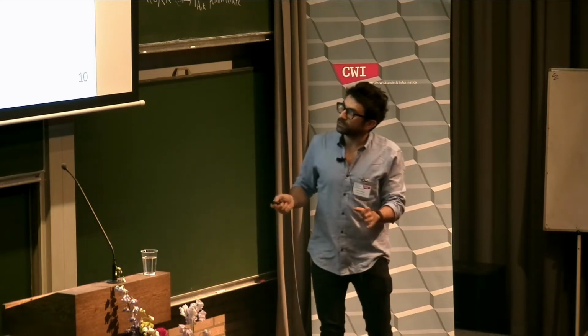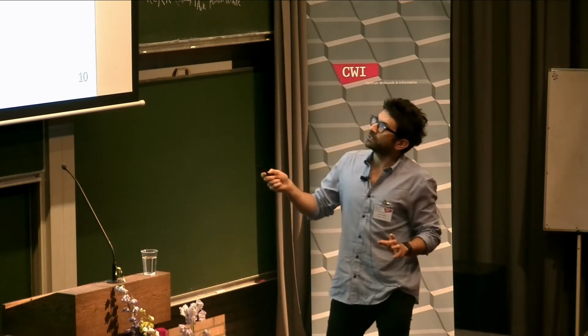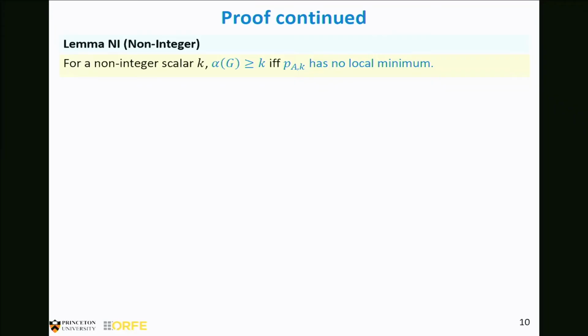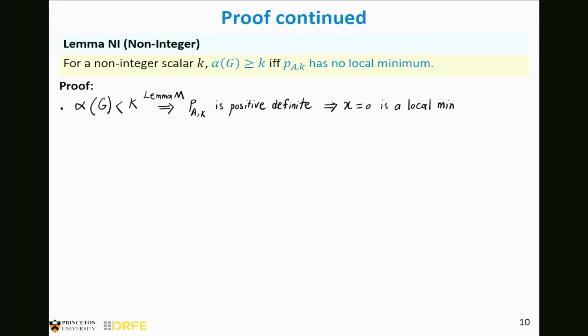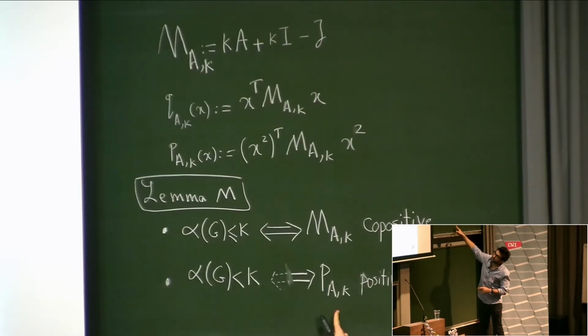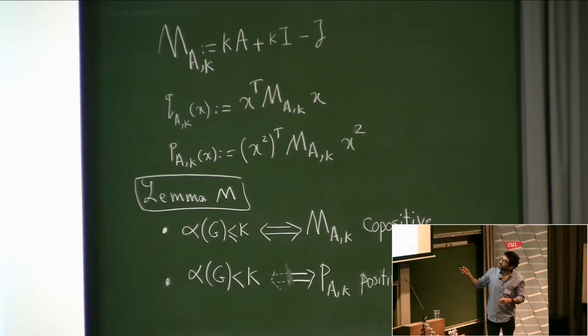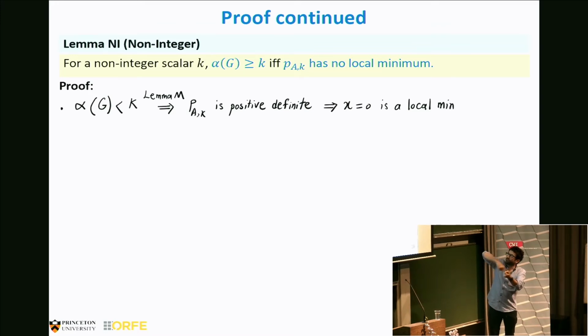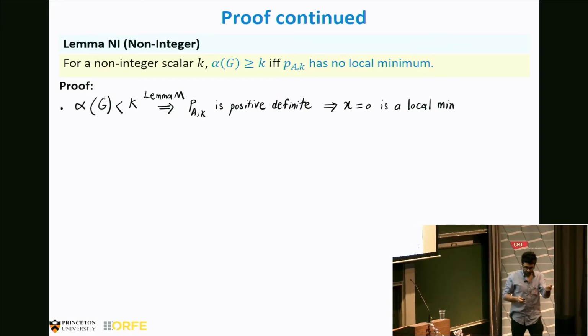Okay, so now my goal is to prove this. I call it the non-integer lemma. For any non-integer scalar k, alpha is more than k if and only if P_A^k has no local min. So one direction is easy, and it doesn't use the non-integer fact: if alpha is less than k, then P_A^k is positive definite. If P_A^k is positive definite, x equal to 0 is a local min, right? Because the form vanishes at 0. If it's positive everywhere else, this is a global min. It's definitely a local min.